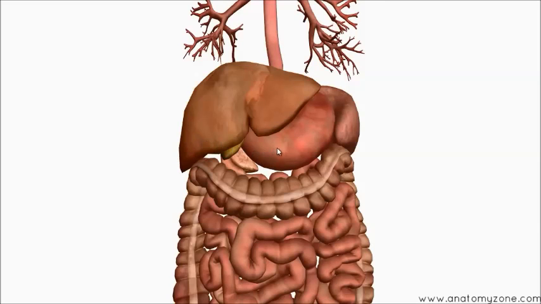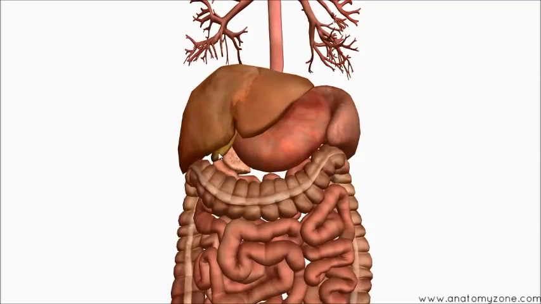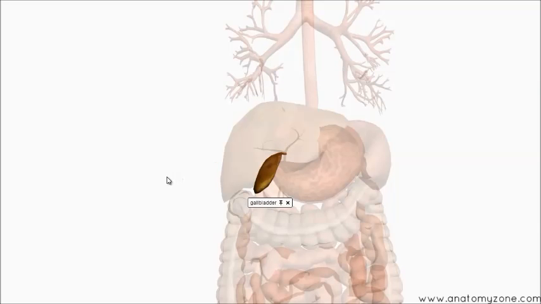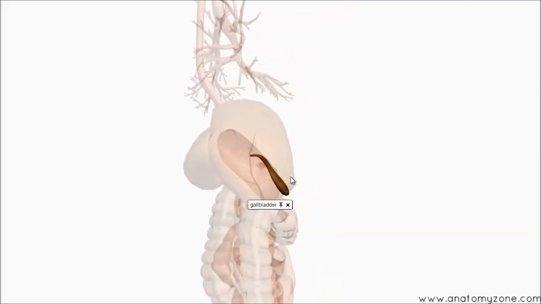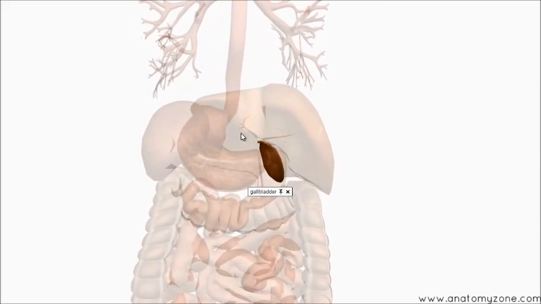So just sitting underneath the liver, you've got this little structure, this little sac called the gallbladder. The liver, which produces bile, stores and concentrates its bile in the gallbladder. So it passes from the liver via various ducts into the gallbladder. You can see this little sac sitting underneath the liver, and you can see these various ducts faded out. These form the biliary system.